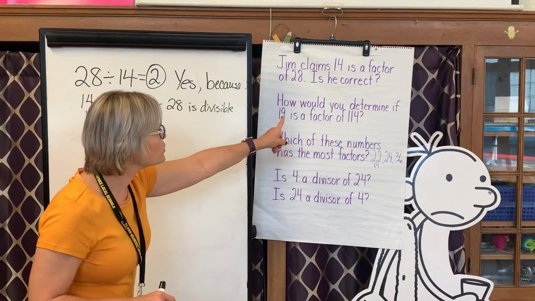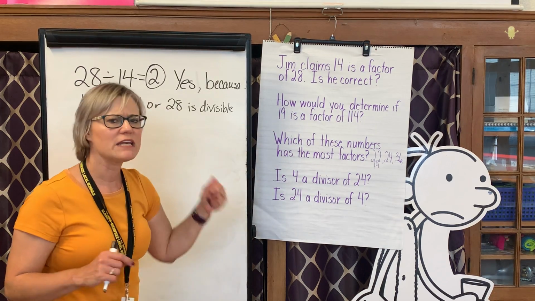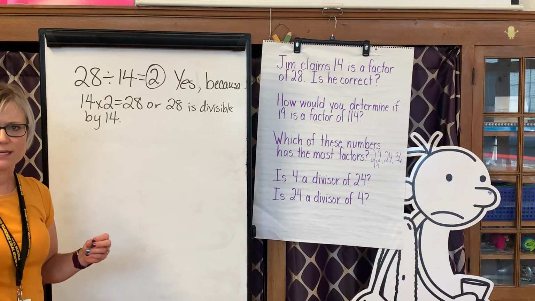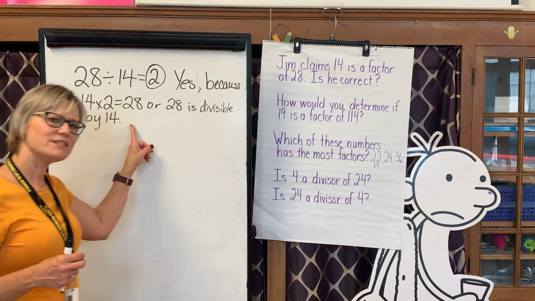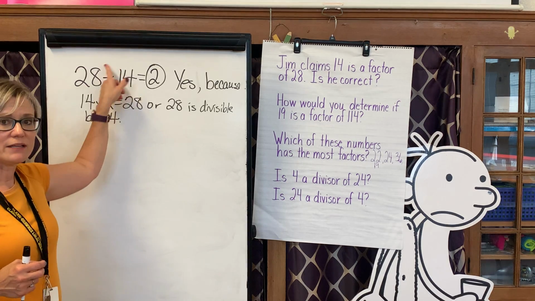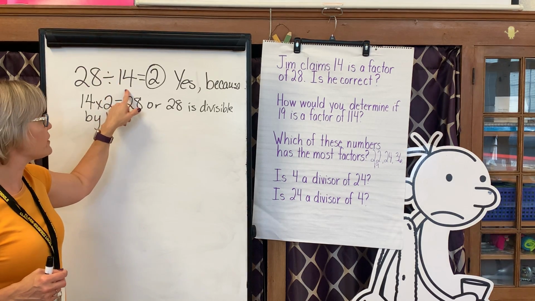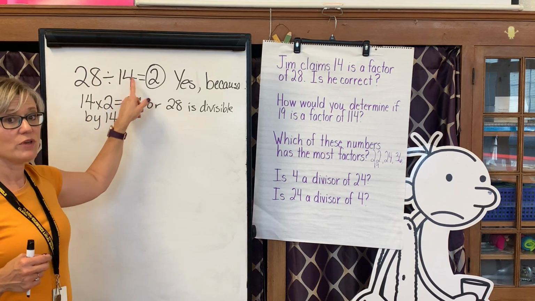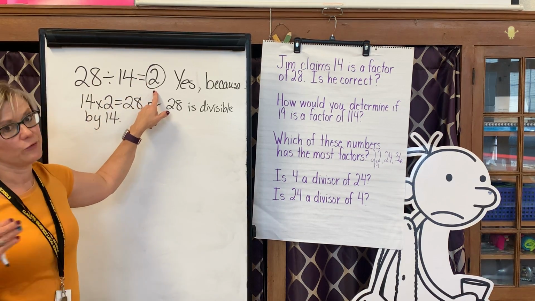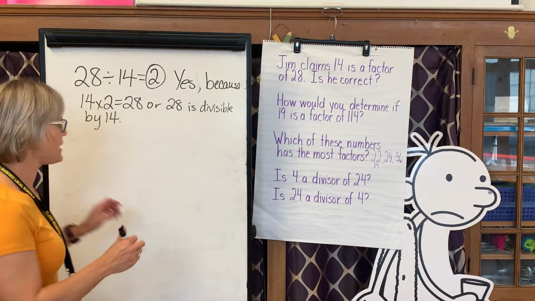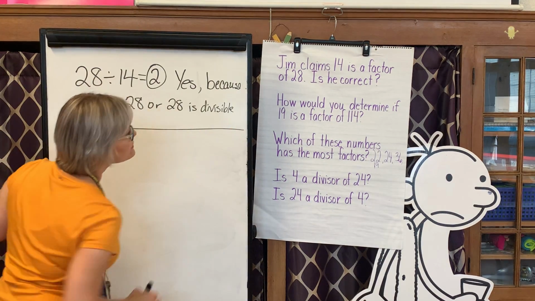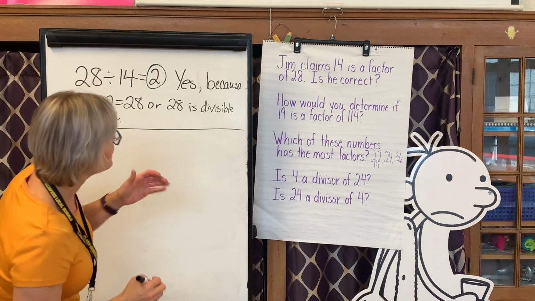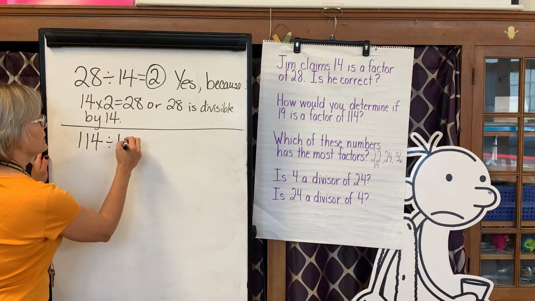How would you determine if 19 is a factor of 114? Well, I divided. In order to find out whether a number is a factor of another number, you can divide. If you get a whole number answer with no remainder, then yes, it is a factor. So we have 114 divided by 19.